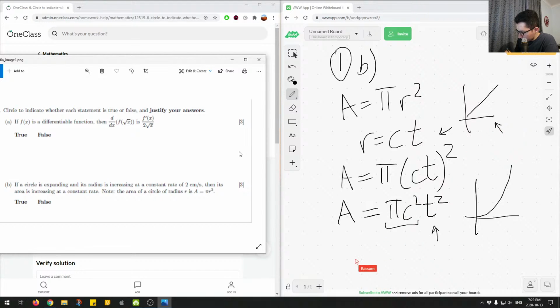Once again, if we think of y equals mx plus b, m is our constant, x is just t, and y is the area, and here we know that x is raised to the 1. This is the linear equation. Since t is squared, it's not a linear rate, so it's not increasing at a constant rate. We can say that area is not increasing at a constant rate. So for b, the answer is false.